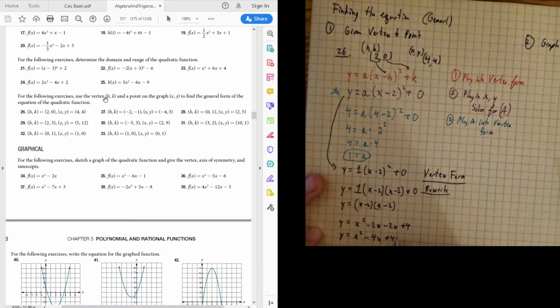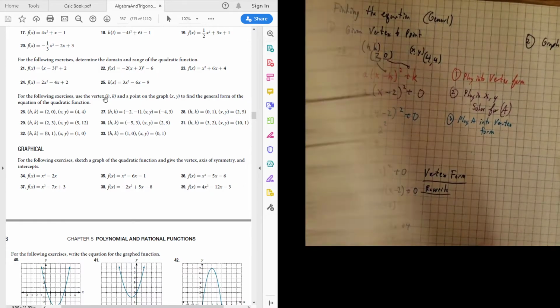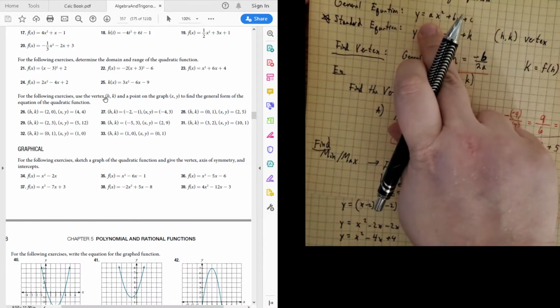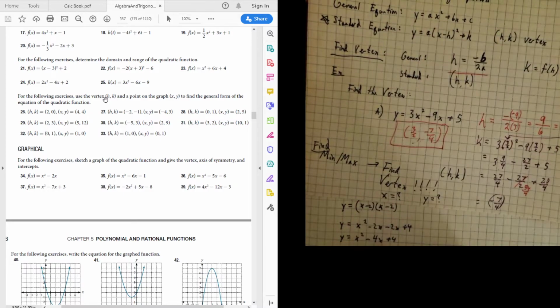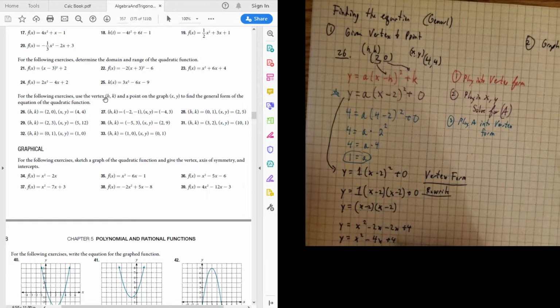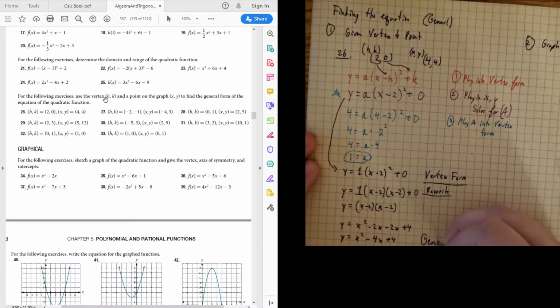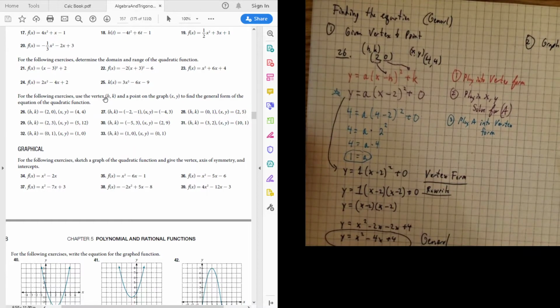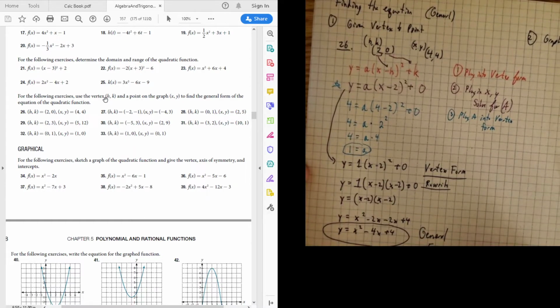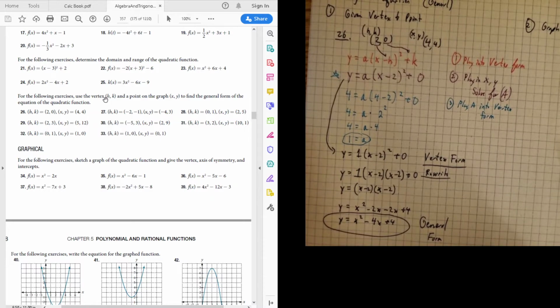This is now in general form. Verify: ax squared plus bx plus c. It's in general form. And I'm done. So if the problem says to find the general form of the equation, this is how we do it.